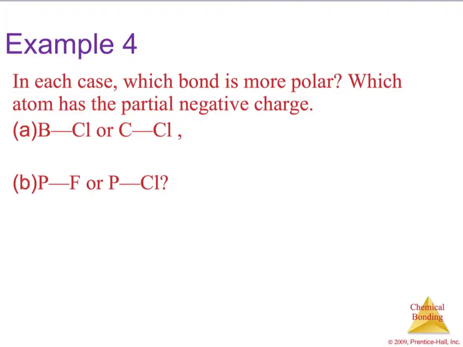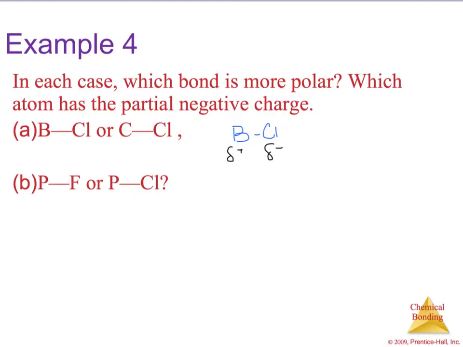Because chlorine is a common atom in both, we really have to look at the comparison between boron and carbon. When we look at our periodic table, boron is to the left of carbon, so we can predict that it has a lower electronegativity. And the more polar bond will go with the one that has the lower electronegativity. Therefore, the boron-chlorine bond is a more polar bond, and the chlorine atom is going to take the partial negative while the boron is going to take the partial positive.